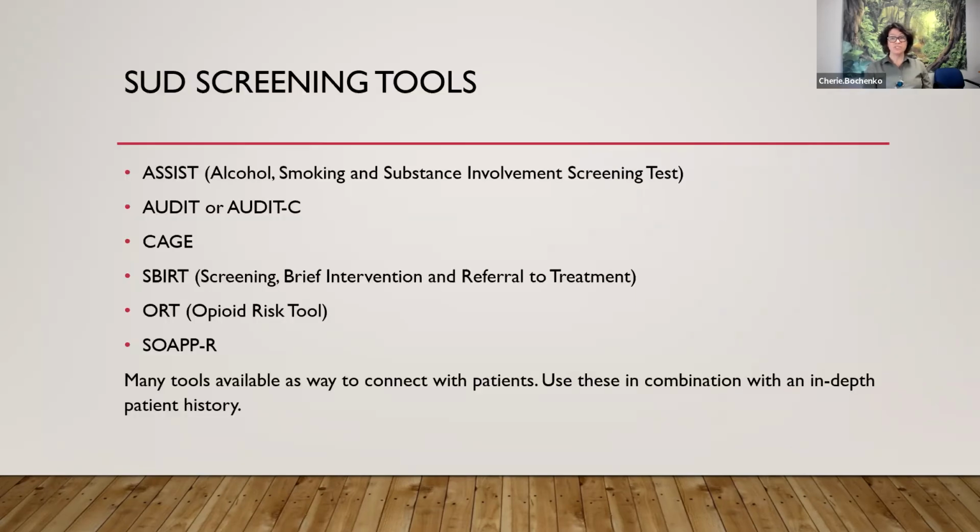Okay, so some great screening tools. We have the ASSIST. It covers alcohol, smoking, any substance involvement. The AUDIT, which is a 10-item screening tool. The AUDIT-C, which is 3 items, and these both are more alcohol consumption. We have the CAGE. It's a non-confrontational questionnaire for detecting alcohol problems. The opiate risk tool, and it will really depend on what your setting is as to what kind of screening tools you'll be using. These tools are just another way to connect with the patient.